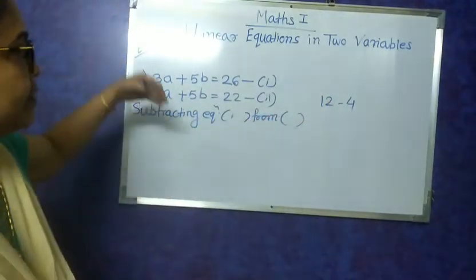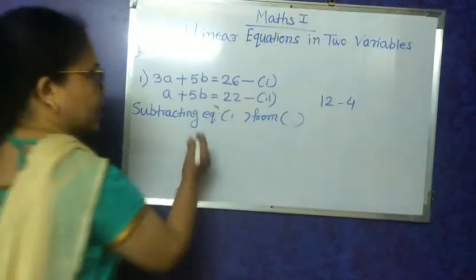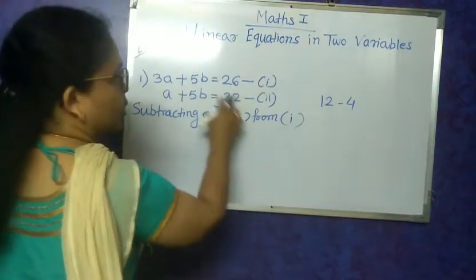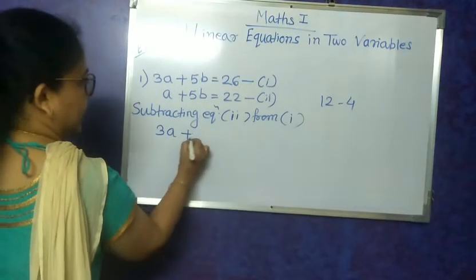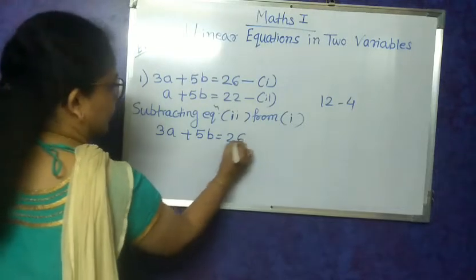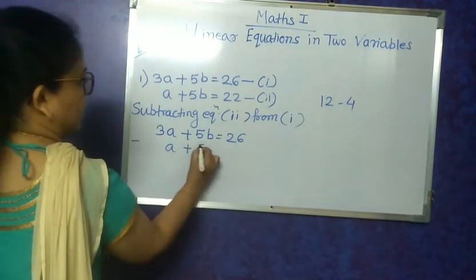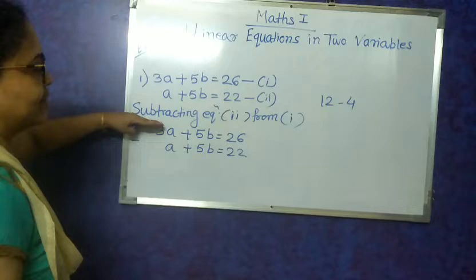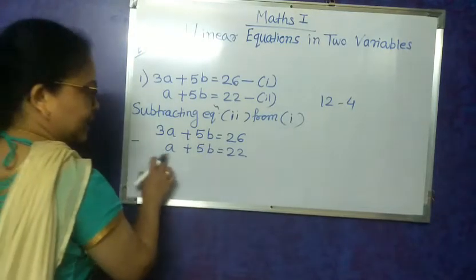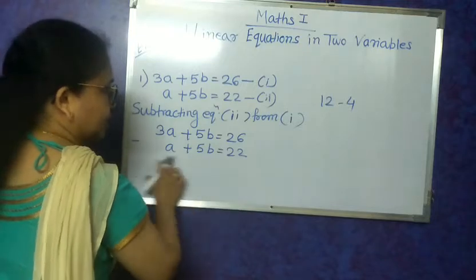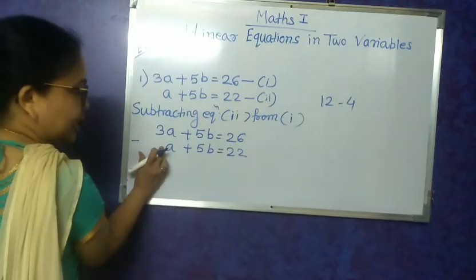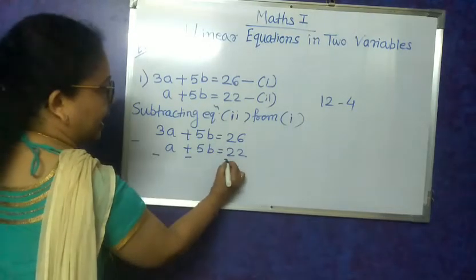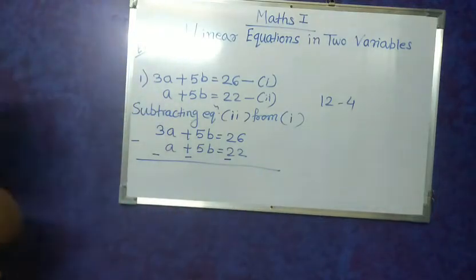Okay, same way, which equation are you subtracting from which? If you are writing subtracting equation 2 from 1, then which will come on top? 1. 3a plus 5b is 26 minus a plus 5b is 22. Clear? Subtracting equation 2 from equation 1. While subtracting, the signs of all terms of the second equation will get changed. So a's sign plus will become minus, 5b's sign plus will become minus, and this is minus. You have to show that changed sign.